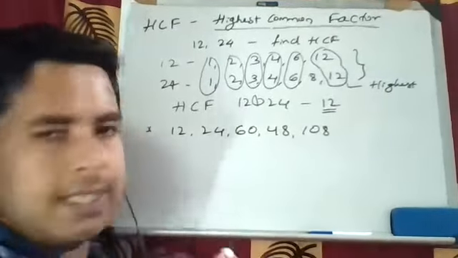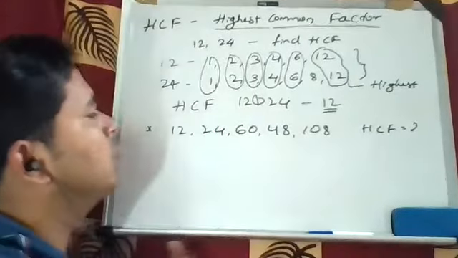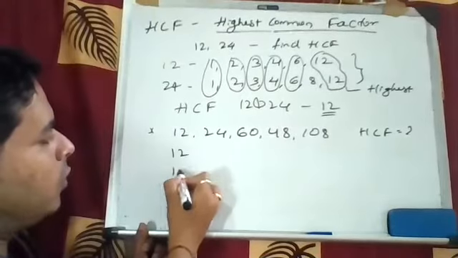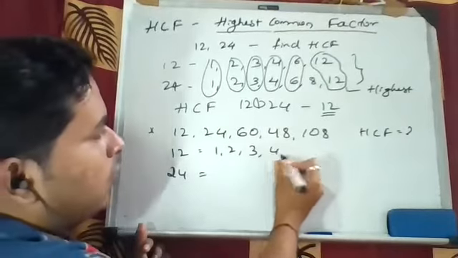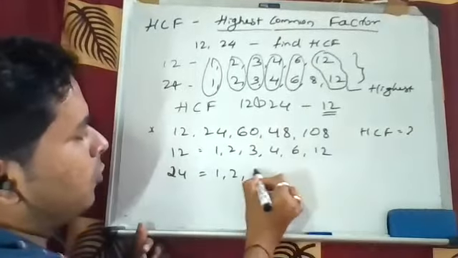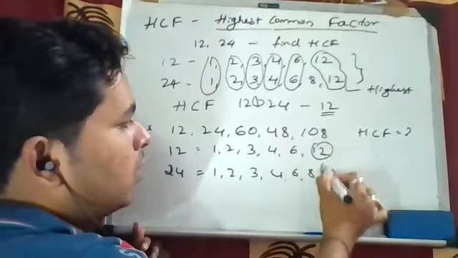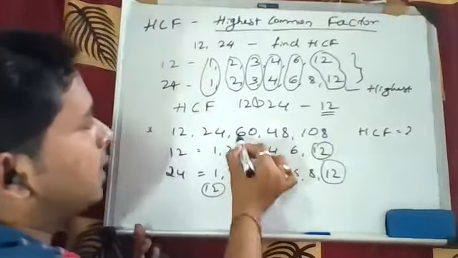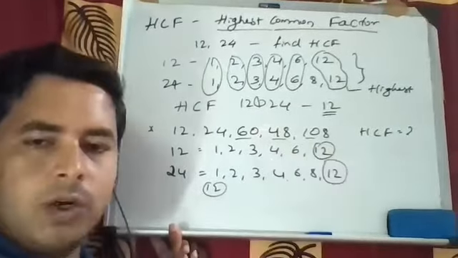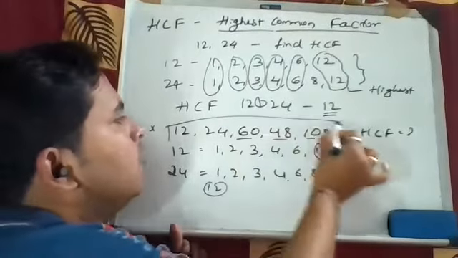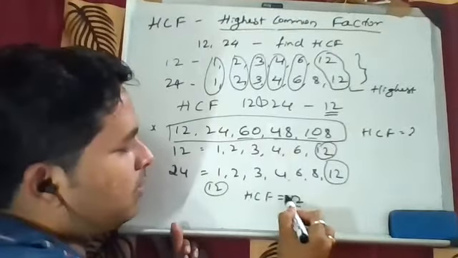So I'll take this series. What I have to do is find the HCF in this question. I'll take 12 and 24 again. The multipliers of 12 are 4, 6 and 12, and the multipliers of 24 are 4, 6, 8, 12. If I take these two, this is the highest one. 12 can divide my 60, and 12 can also divide my 48 and my 108. So the HCF of this full series can be written as 12.